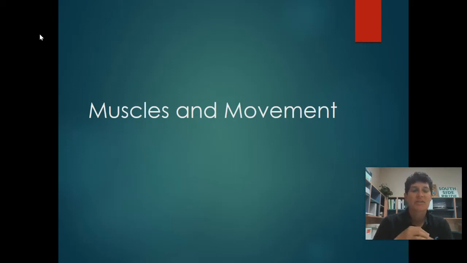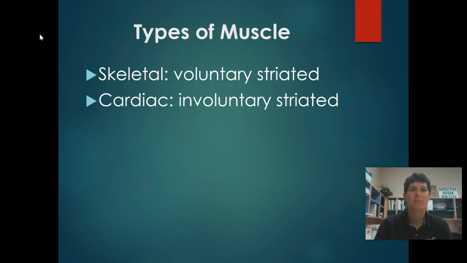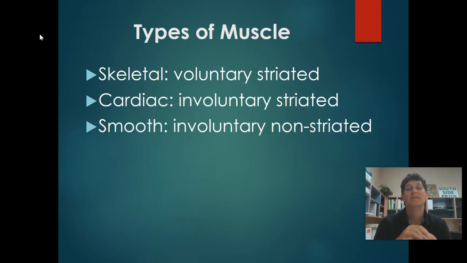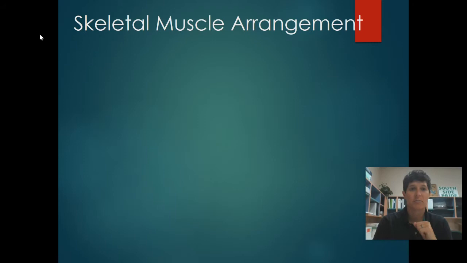Hello, IB Biology. Today we're going to be talking about muscles and movement. There are three basic categories of muscles: the skeletal, cardiac, and smooth. Today we're going to focus on just skeletal. We'll talk about cardiac when we get to the cardiovascular system, and we'll talk about smooth muscle when we get to the digestive system. So we want to focus on the structure and function of skeletal muscles.